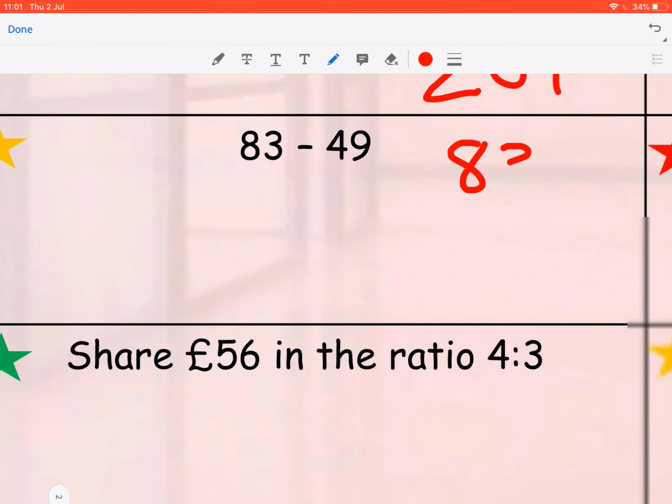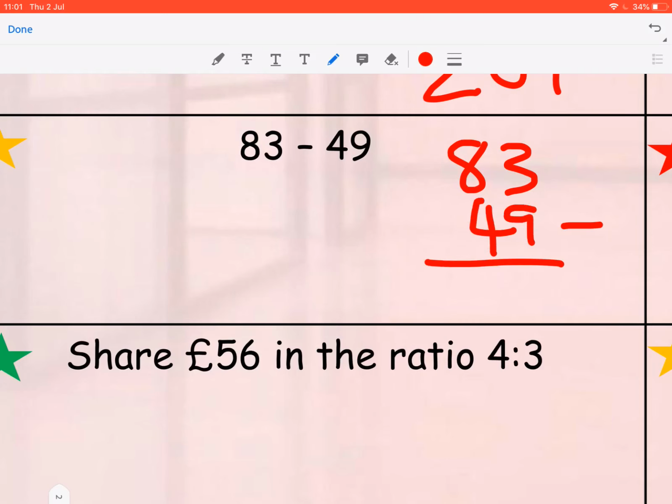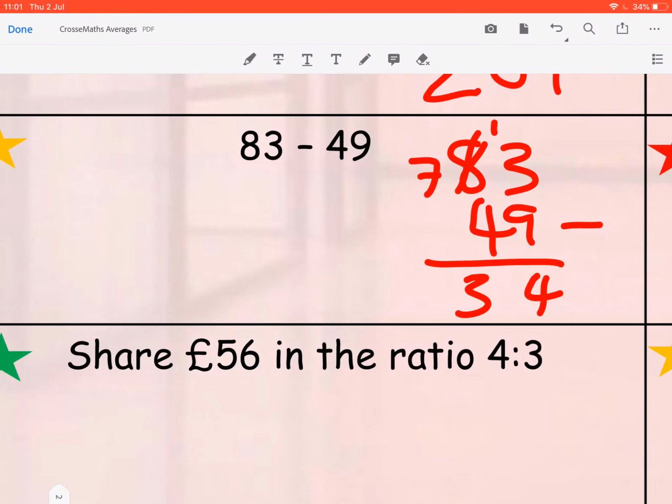83 take away 49. Okay, some really straightforward subtraction, but you may have to borrow. 3 take away 9, I can't do that, so I'm going to borrow from the 8, turn it into a 7. 13 take away 9 is 4. 7 take away 4 is 3. Even though that's one you can do in your head, I recommend doing it using column subtraction just because it means you won't get it wrong.